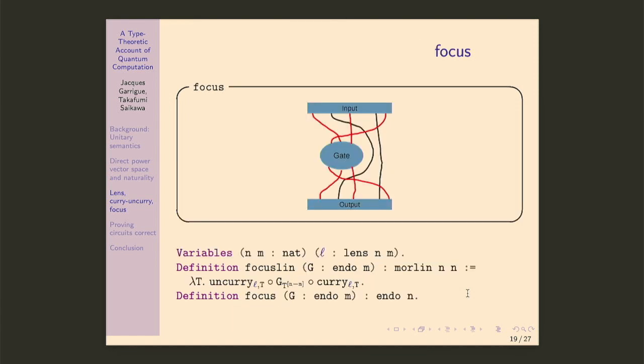So that we can define focusing. And as I said, focusing is first curry, so that we hide the irrelevant wires below, apply our transformation, with the hidden part being of size n minus m here. That part, the part we don't care about, and then uncurry. So this version is going to be linear. We additionally need to prove that it's natural to get a morphism.